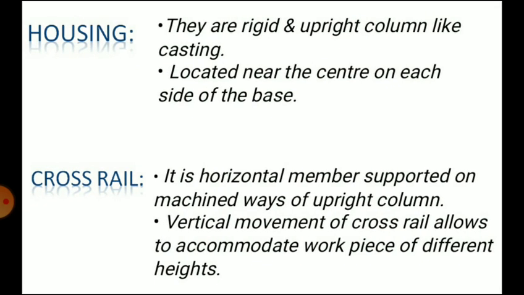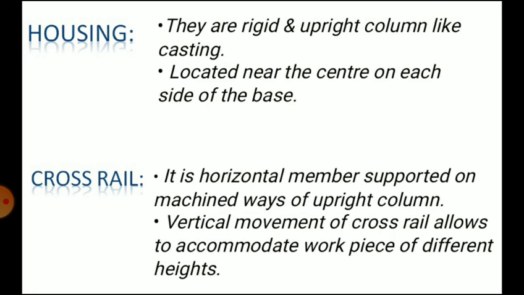Then the housing, which is also called the column. It is a box-like structure on each side of the bed. They are rigid, upright column-like castings, located near the center on each side of the base. They are heavily ribbed to take up forces. On the front face of each housing, the cross rail is mounted. The cross rail may slide up and down. Two side holders are mounted on a column, which can be moved horizontally and vertically, and on which you can mount the tools.